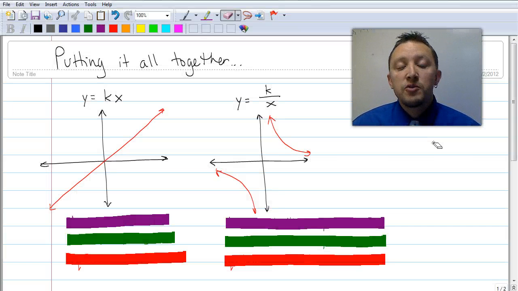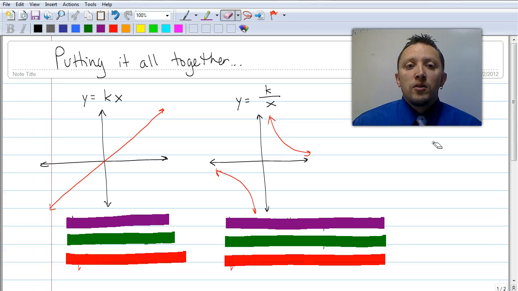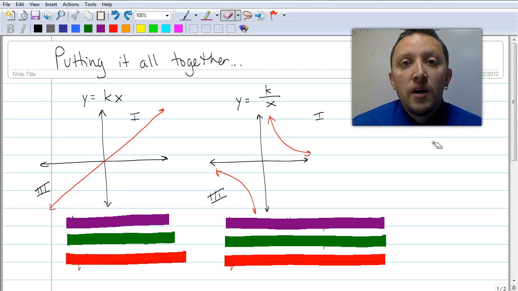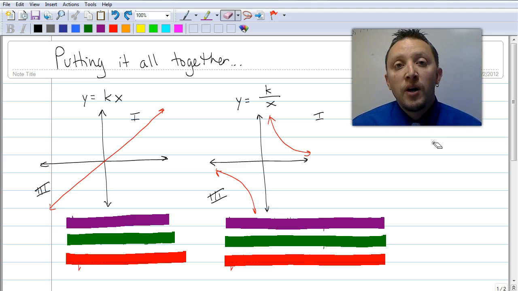So let's first look at these two graphs that I have on the screen. Y equals k divided by x and y equals k times x. Now, you might look at that and think, well, one's a curved line and one's a straight line. So that's an obvious difference. But let's look at this a little deeper. Take a second to look at what quadrants our graphs are in. If you notice, both of these are in quadrants 1 and 3.